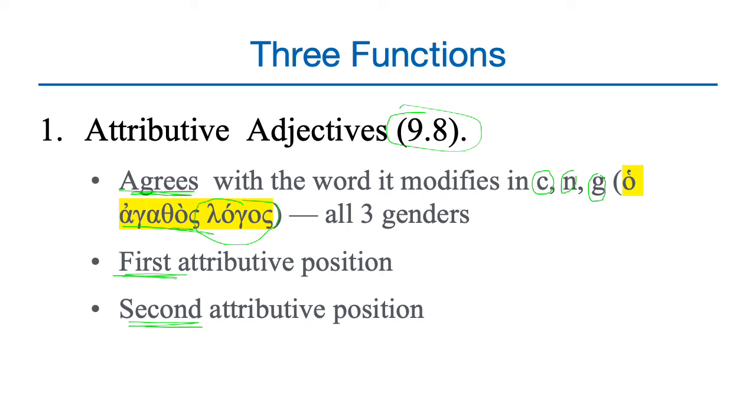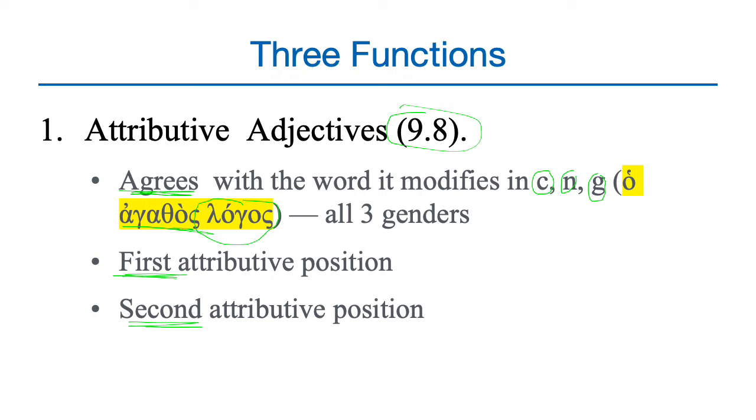Now we continue with part 2 of chapter 9. Remember, in part 1, I mentioned that English adjectives have three functions: attributive, substantive, and predicate. And the same thing holds true of the Greek adjectives. So, in the Greek adjectives, we have attributive adjectives, section 9.8 in your book.